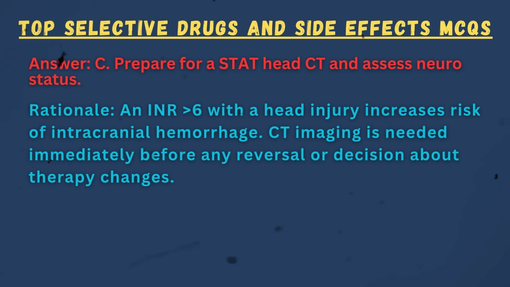Answer. C. Prepare for a stat head CT and assess neurostatus. Rationale: an international normalized ratio of 6.4 with a head injury increases risk of intracranial hemorrhage. CT imaging is needed immediately before any reversal or decision about therapy changes.